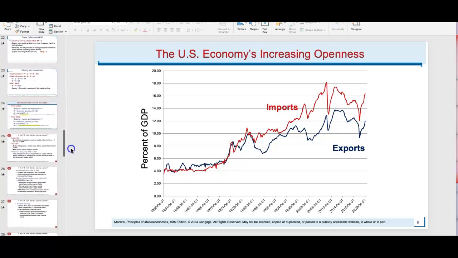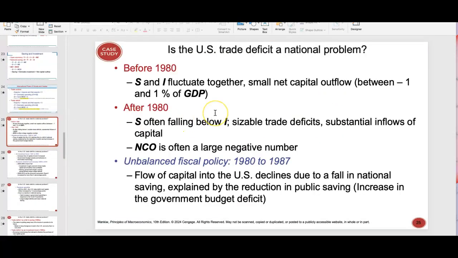Let me go back to here. They fluctuated together. But then after the 1980s, the savings started being smaller than the investments. What does that mean? That the net exports were negative, right? We started having more imports than exports, and so savings started being smaller than investments. When savings are smaller than investment, it means we're running a trade deficit.